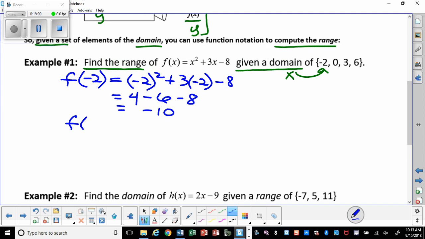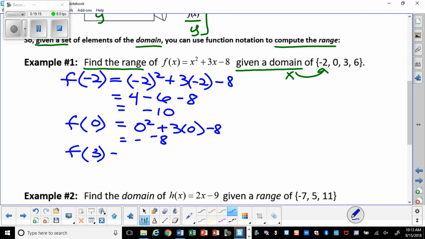Then I'm going to put in f of 0, and that is just substituting, so I get 0 squared plus 3 times 0 minus 8. So that's -8. And then I'm going to put in f of 3, which is 3 squared plus 3 times 3 minus 8. So my x's go in the parentheses, so 9 plus 9 is 18, so that would be 10.